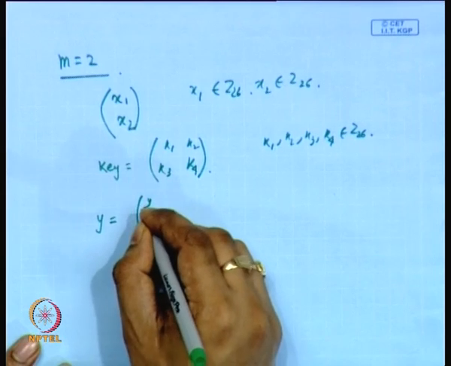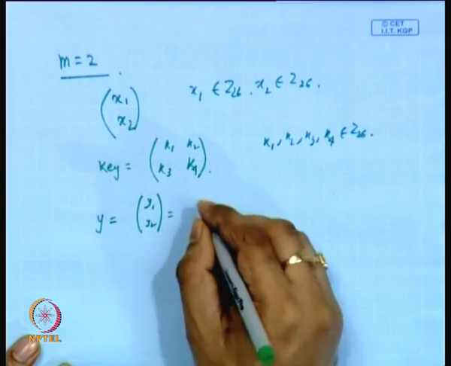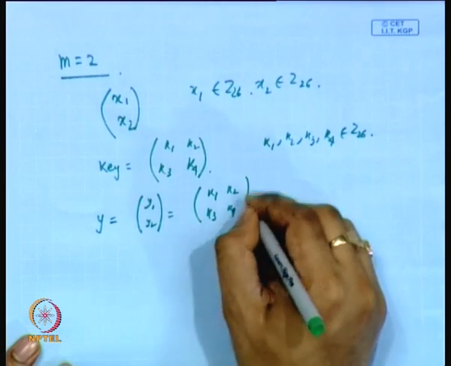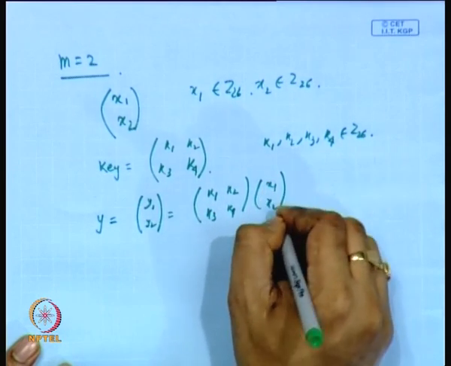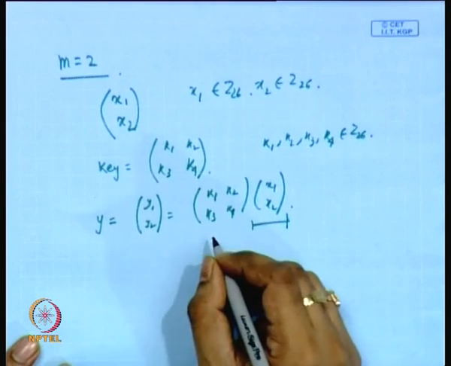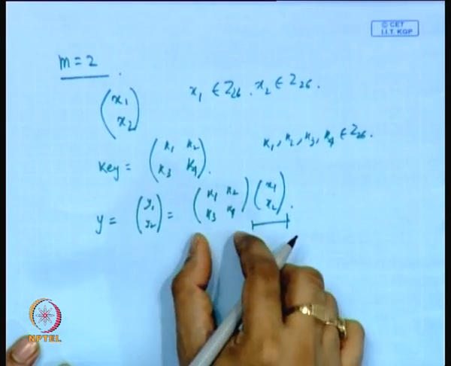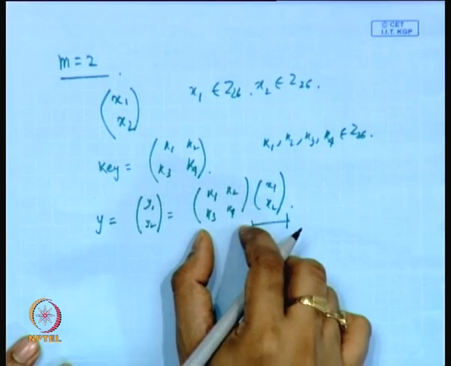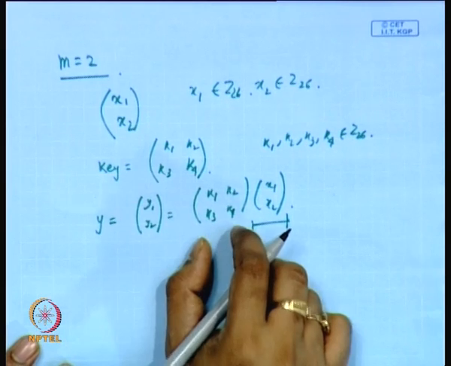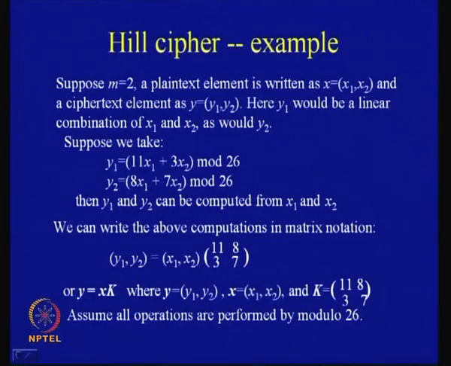Then you define your operation as this. The ciphertext y1, y2 is equal to the multiplication of the matrix k1, k2, k3, k4 with x1, x2. If you need to find x1, x2 from this, then obviously you need the inverse of this matrix. Therefore the inverse of this matrix needs to be defined. You can see an example here, where y1, y2 is equal to x1, x2 times the key matrix, written out like this.